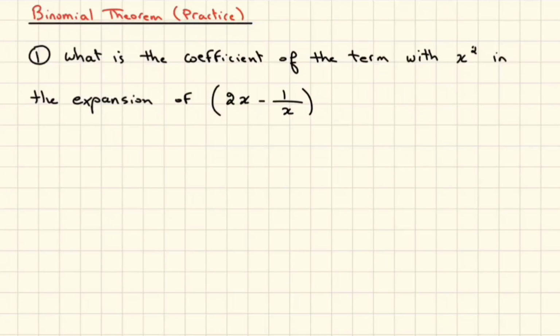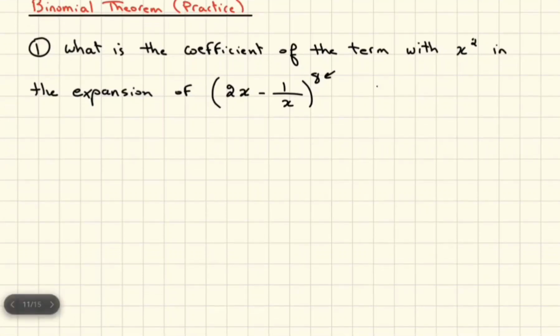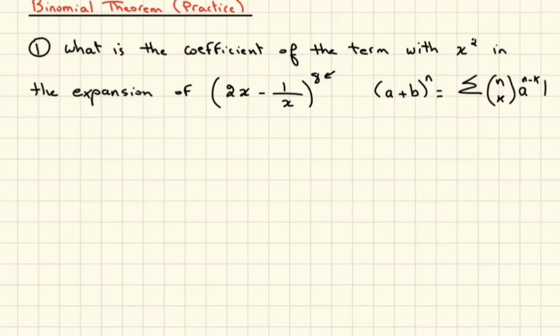In this video we're going to talk about some questions that might be asked about the binomial theorem. Let's say the question is: what is the coefficient of the term with x squared in the expansion of (2x minus 1 over x) exponent, let's say 8. First of all, I see 8 is a natural number, so I can use (a plus b) exponent n, which is sigma nCk a exponent n minus k b exponent k.